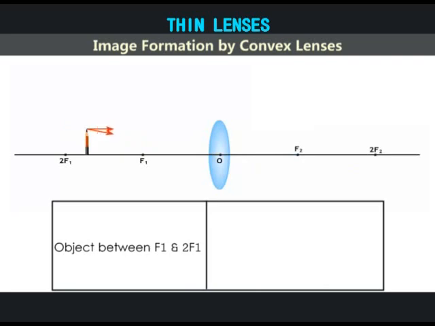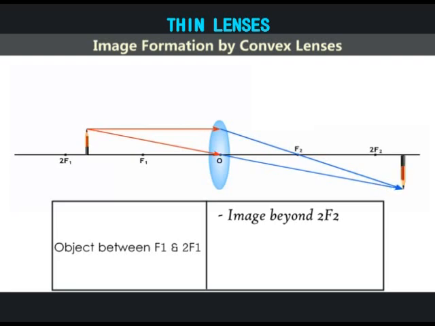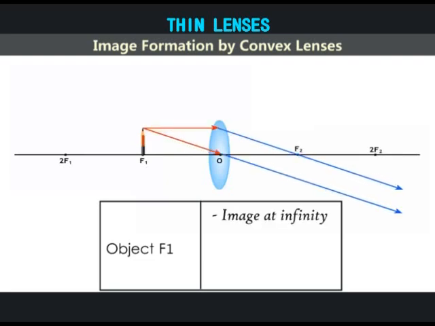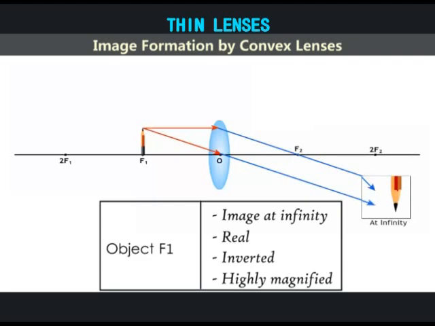For an object placed between f1 and 2f1, the image is formed beyond 2f2. It is real, inverted, and magnified. When the object is placed at f1, the image is formed at infinity. It is real, inverted, and highly magnified.